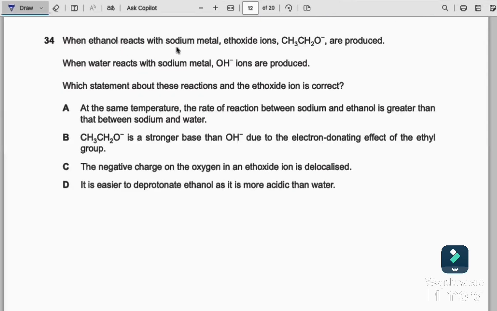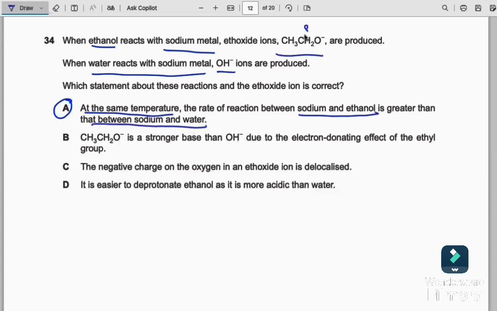Question 34. When ethanol reacts with sodium metal, ethoxide ions are produced. When water reacts with sodium metal, hydroxide ions are produced. Which statement about these reactions and the ethoxide ion is correct? So the answer should be A here, because of the ethoxide ion you got from the reaction between the ethanol and the sodium metal, and the water reacts with the sodium metal to form sodium hydroxide. At the same temperature, the rate of reaction between the sodium and the ethanol to form the ethoxide ion is greater than between the sodium and the water, because this is the most stabilized one, whereas this is the less stable one. So the option should be A.